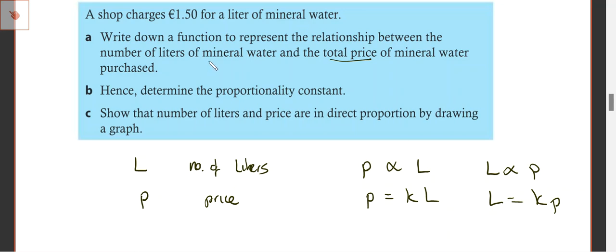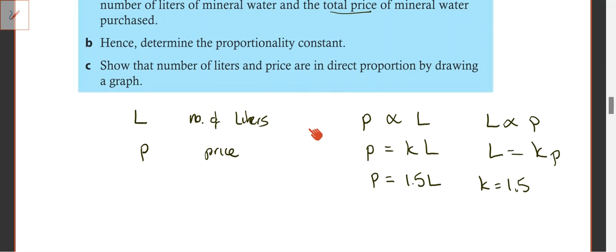Which one works? So price equals 1.5 L. Every litre is 1.5 euros. Right, there's your function. Determine the proportionality constant. K equals 1.5. Show that the number of litres and price are in direct proportion by drawing a graph.